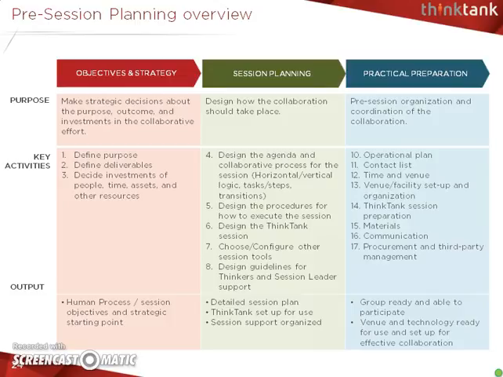Let's take a look at the first model. It's called the pre-session planning overview, and what it does is basically outline the key purposes, activities, and outputs of planning for a session. First step is to define the objectives and strategy. Basically, there are 3 key activities involved. You need to define the purpose. The purpose is the objective of the session or the collaboration process. The purpose of the session typically leads to the production of one or another type of deliverable or work product. So of course you need to define the work products necessary for the session or for the collaboration process.